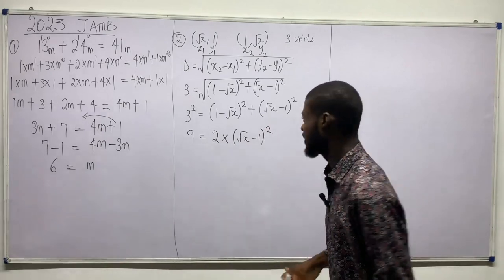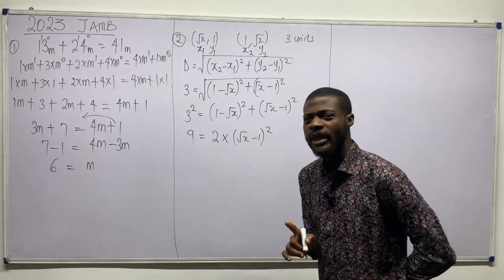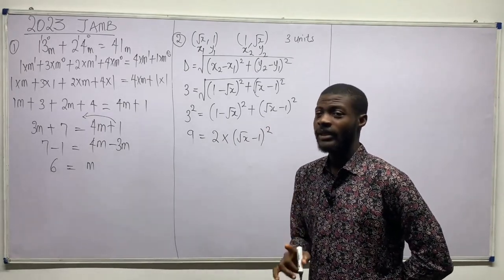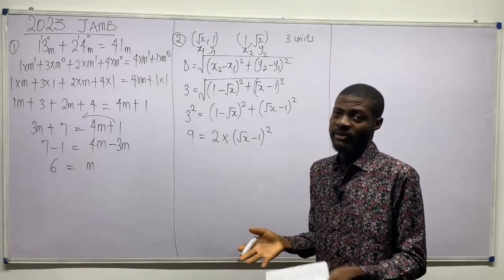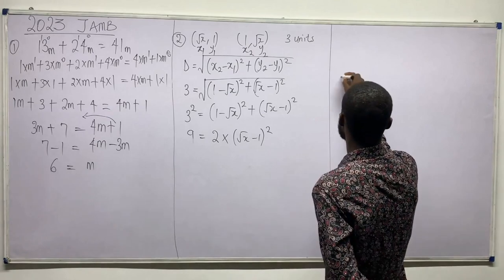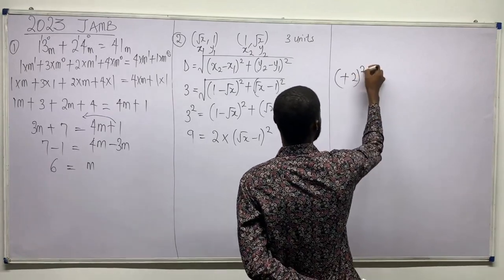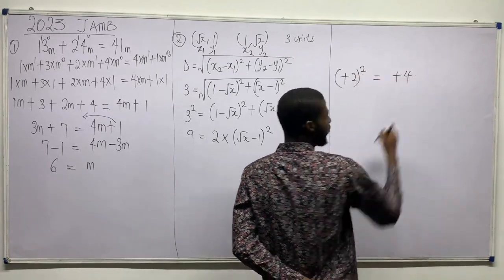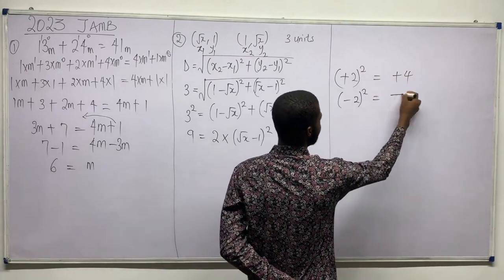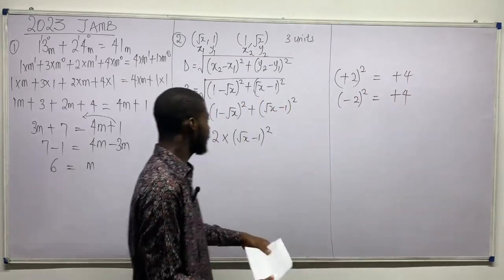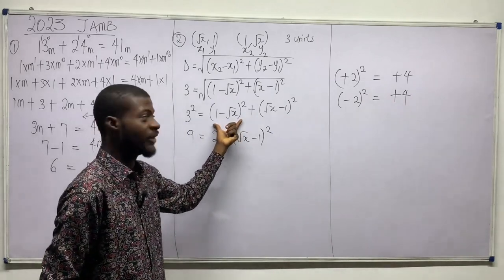Now, let me tell you why they're the same. Do you agree that if you square any number, your answer is the same whether you put positive or negative? Look what I'm trying to say here. If you have plus 2 all squared, the answer is still plus 4. What if you have minus 2 all squared? The answer is still what? Plus 4.